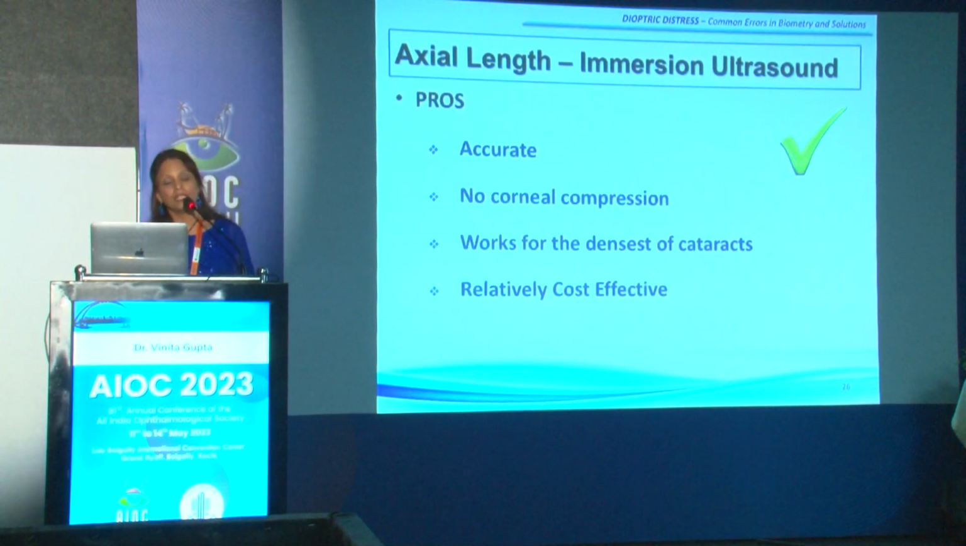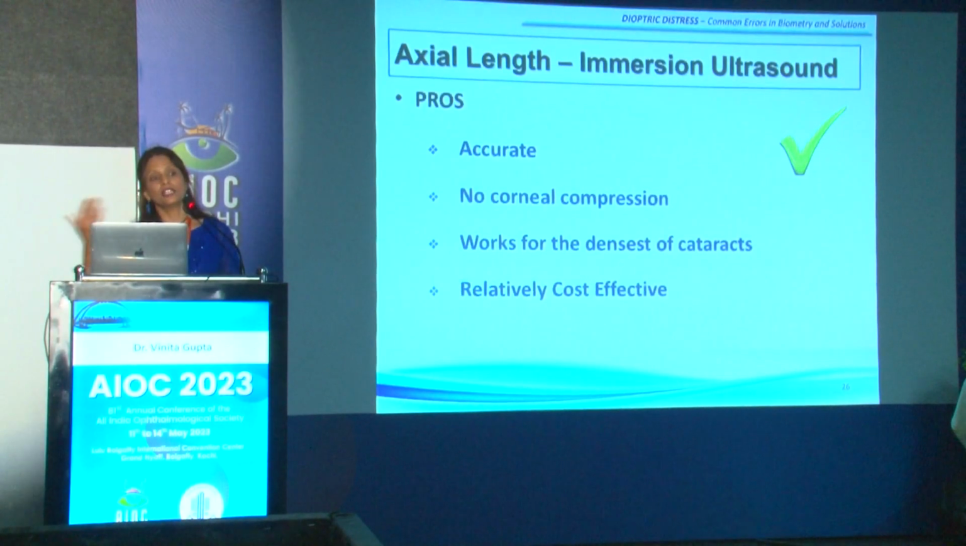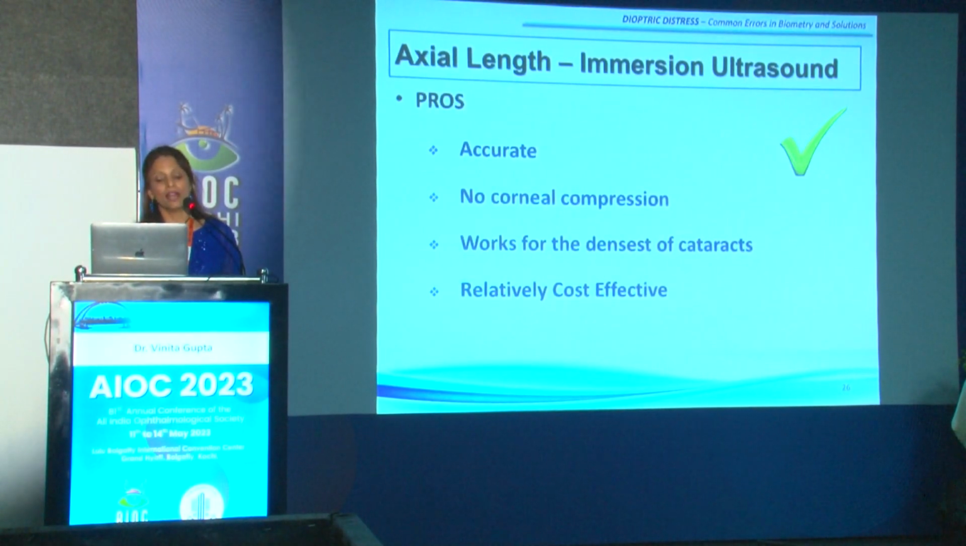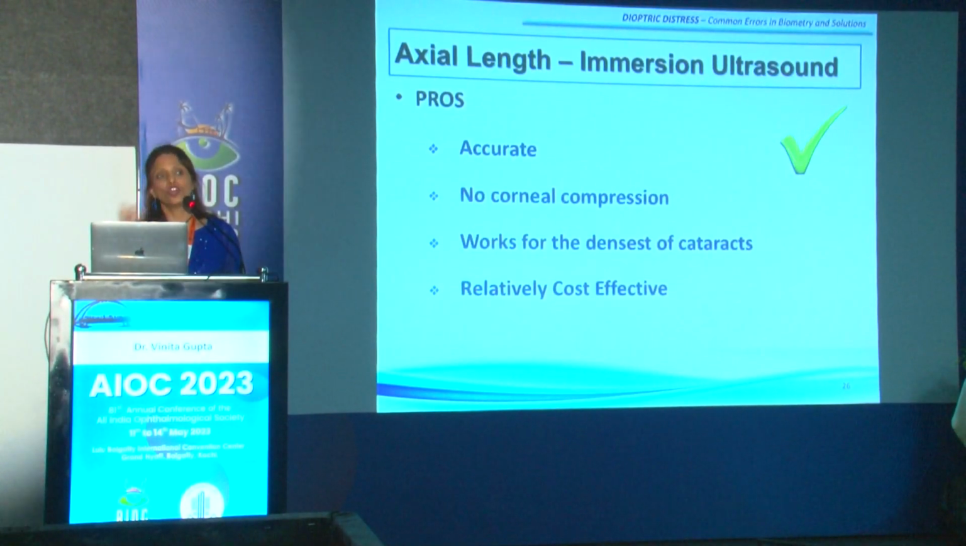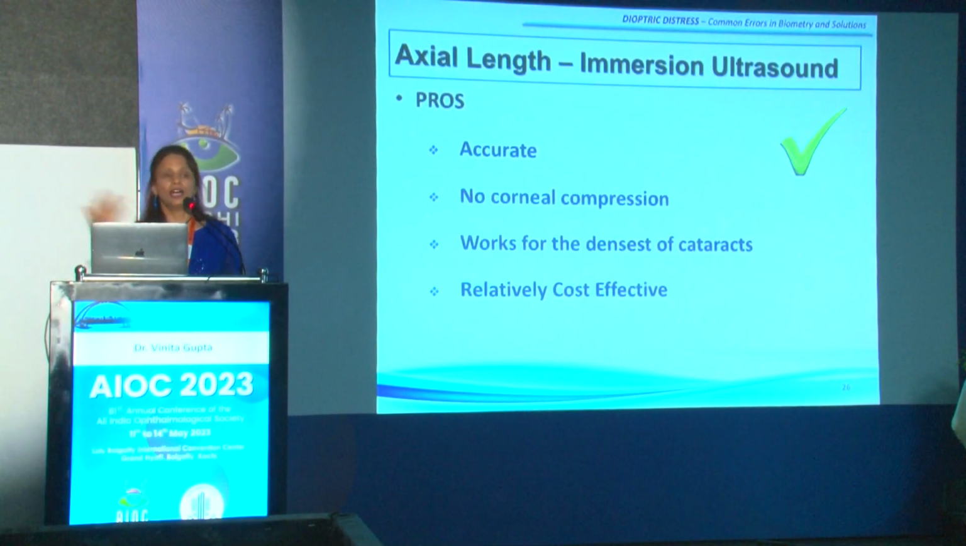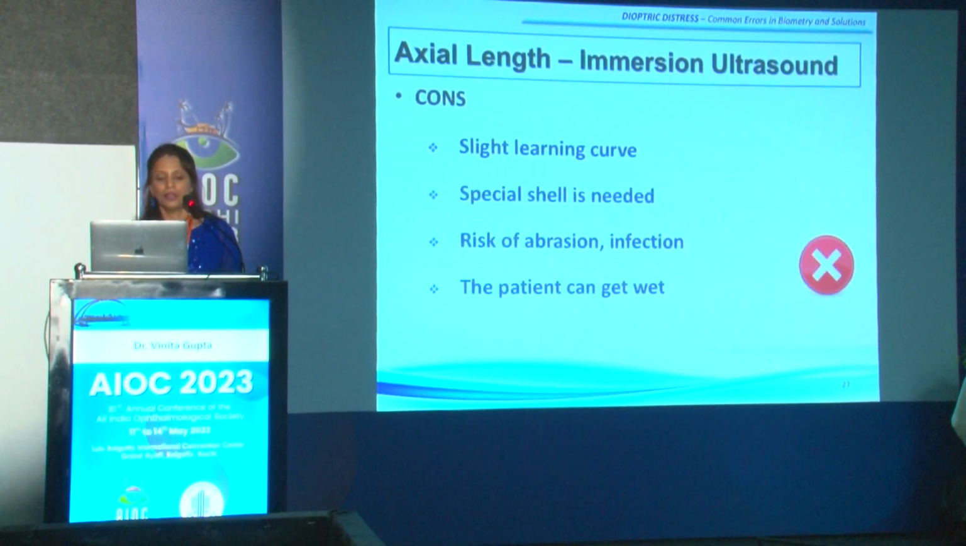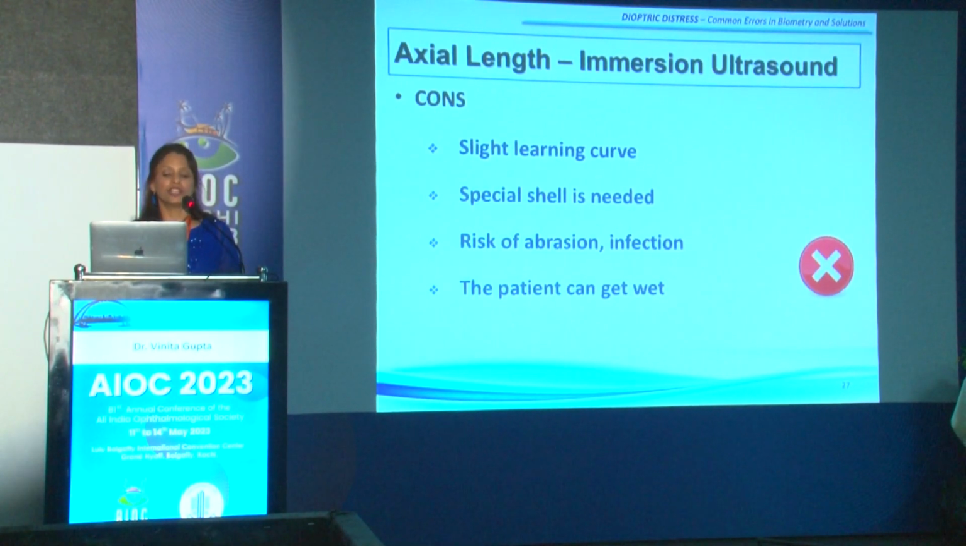So the thing is, obviously, as compared to a contact ultrasound, this makes your measurements more reliable, more accurate. There's no corneal compression, so obviously, the axial length is not being falsely recorded. And again, the other advantages of the ultrasound are there, that it is going to work for all types of cataract. And the only disadvantage for this, I would say, is there's a risk of the patient getting wet.